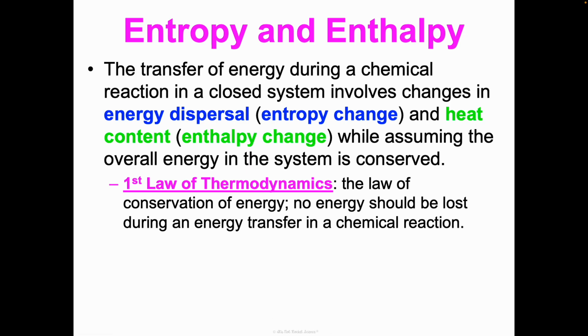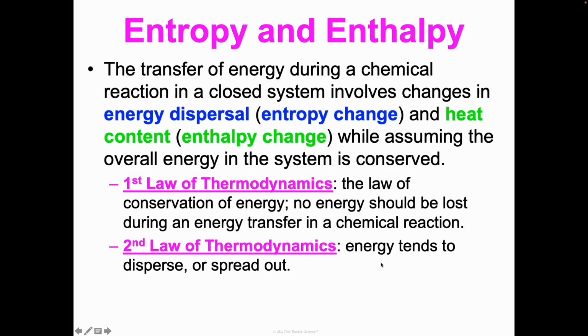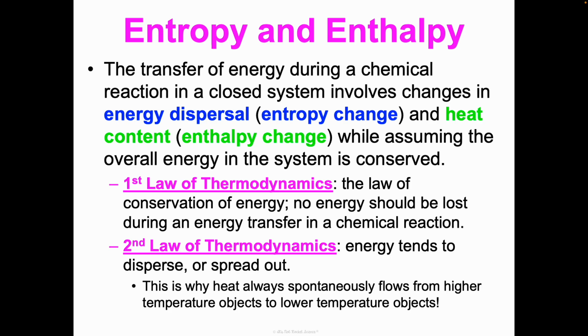Now, a second law of thermodynamics I want to introduce you to says that energy tends to disperse or spread out. Okay, it doesn't tend to stay clumped up. It tends to spread out. So this is why heat always spontaneously flows from higher temperature objects to lower temperature objects. Why does it do that? It does that because it's spreading out. So we tend to see in spontaneous reactions an increase in entropy, as we see an increase in how things spread out, and we see a decrease in enthalpy as the heat moves from higher to lower. Okay, but we'll talk more about that in a second.